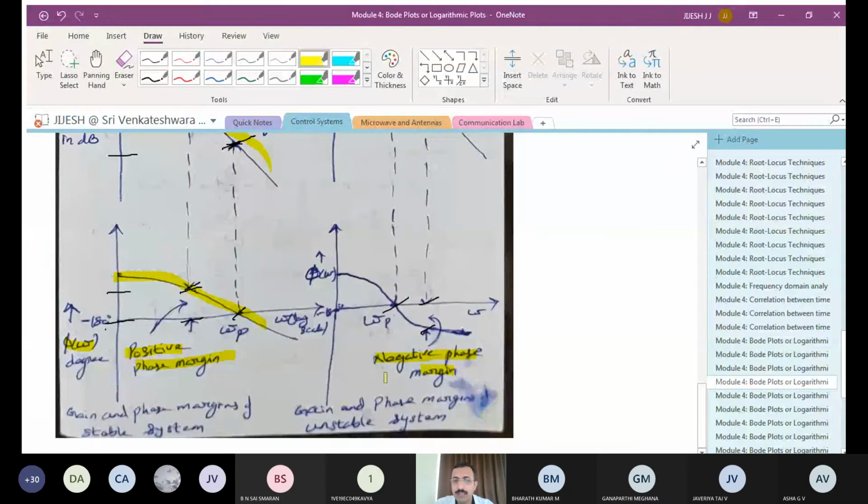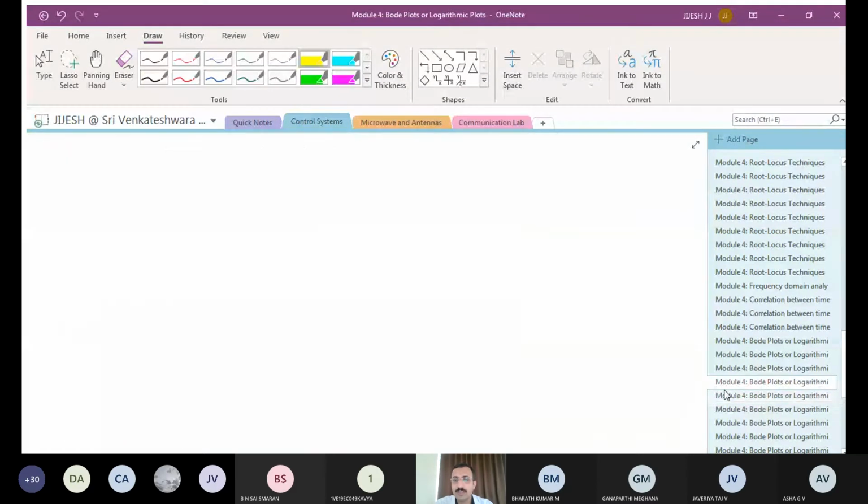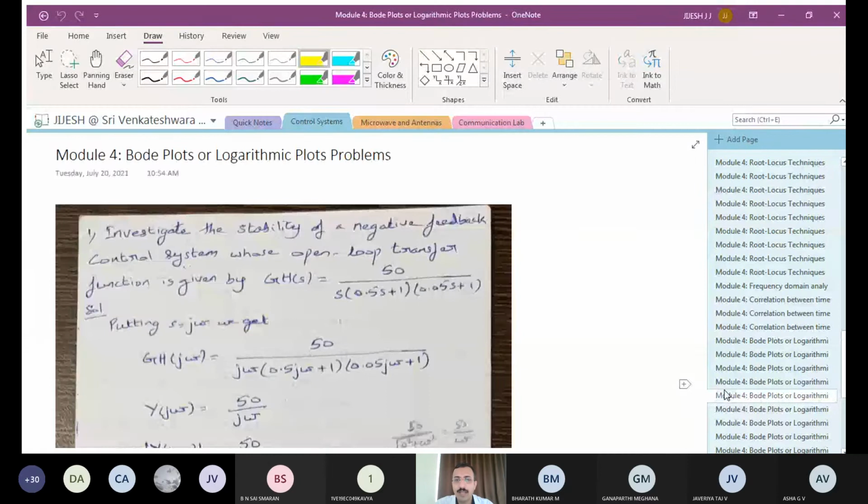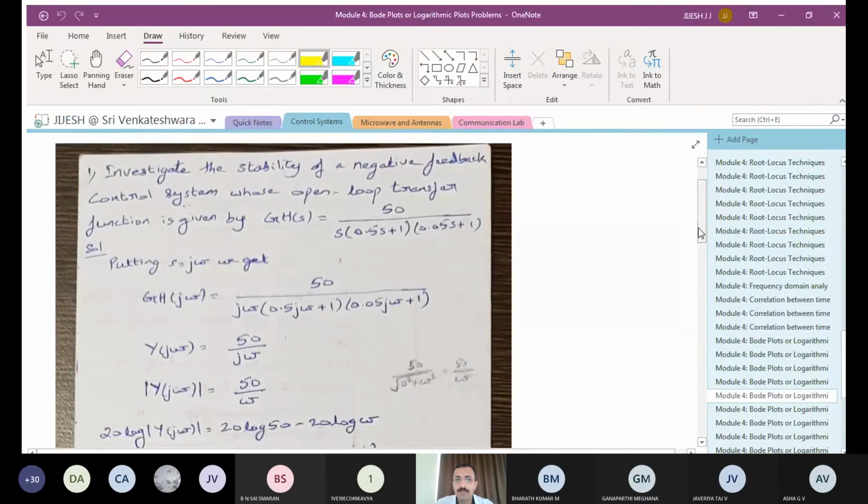So you can say that if you are getting a negative phase margin or gain margin, you can call it an unstable system. And if it is a positive gain margin and phase margin, you call it a stable system. This is what we have to understand regarding the plot. So let us go ahead with one problem and try to understand how this can be carried out.